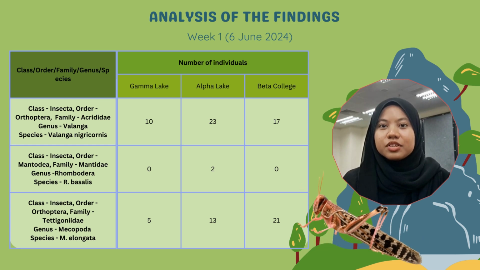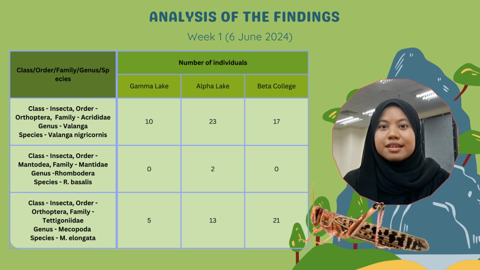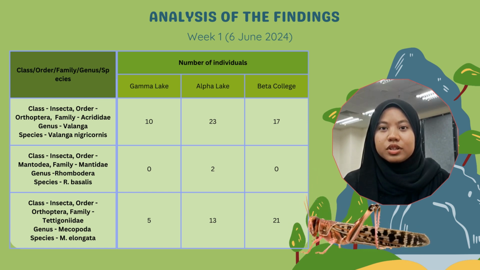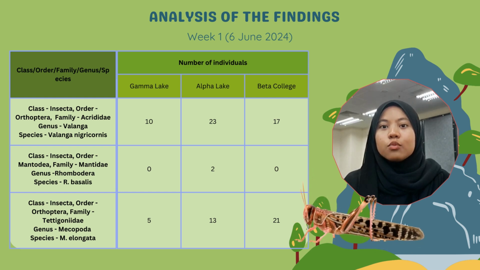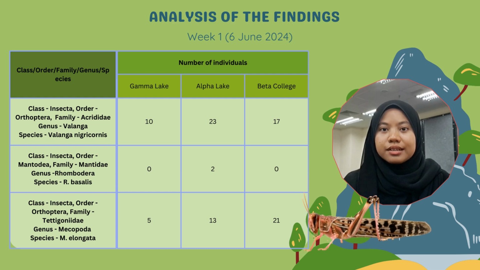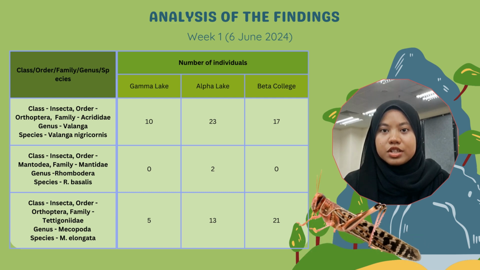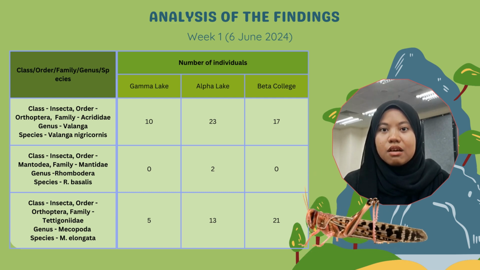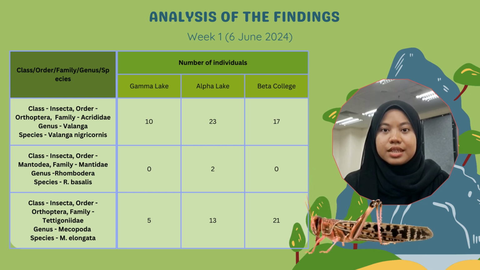The analysis of the result that we conducted at 3 locations in UiTM Tapah, which is Gamma Lake, Alpha Lake and Beta College on 6 June 2024, which is on week 1, we found 3 species of Orthoptera, which is Blattella nigricornis, which is present in 3 of the locations. Gamma Lake has 10 of the species, Alpha Lake has 23 and Beta College has 17.